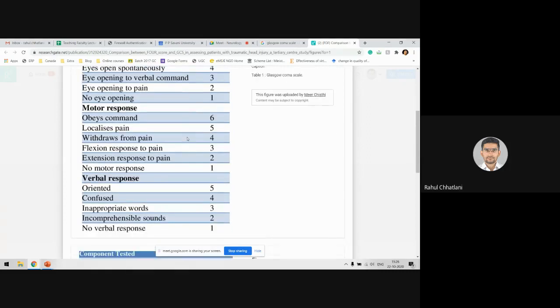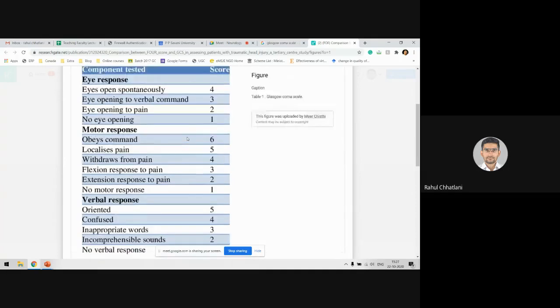Next is verbal response while talking. Are they oriented to time, place, person? Yes, the higher cognitive functions that we have discussed. Are they confused or not? Do they use appropriate or inappropriate words? Incomprehensible sounds like ha, ho, which are not making any sense, is grade 2. And no verbal response, not able to speak, is grade 1. So these are the responses.